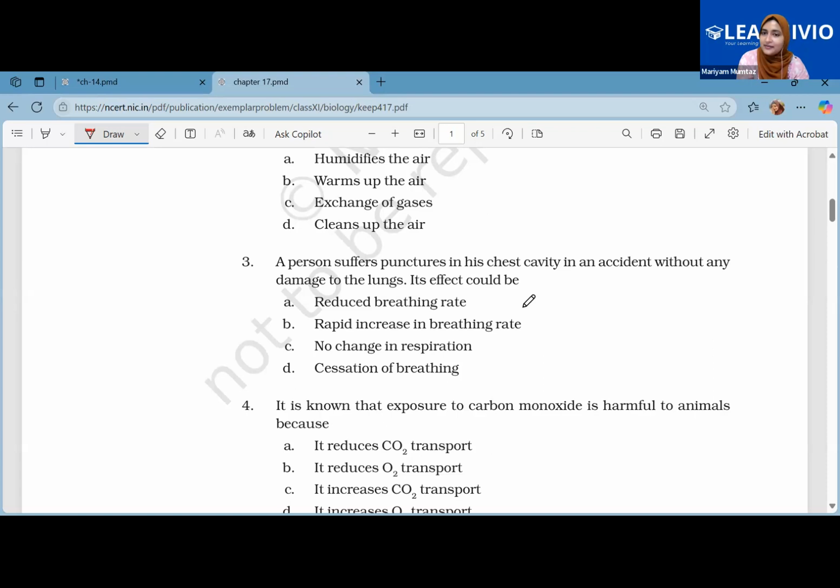Even if the lungs are not damaged, the chest cavity is damaged. So if the chest cavity is damaged, how will the chest lift up? If the chest won't lift up, the lungs won't lift up, as a result of which the volume won't increase. If the volume is not increasing, the pressure won't decrease and the air will not come in. So cessation of breathing, complete stoppage of breathing. Okay. Got it? When the word punctures came, I imagined a punch to the chest. No, puncture means hole or damage.